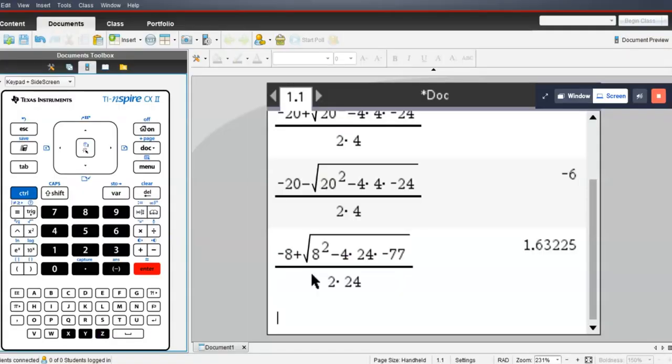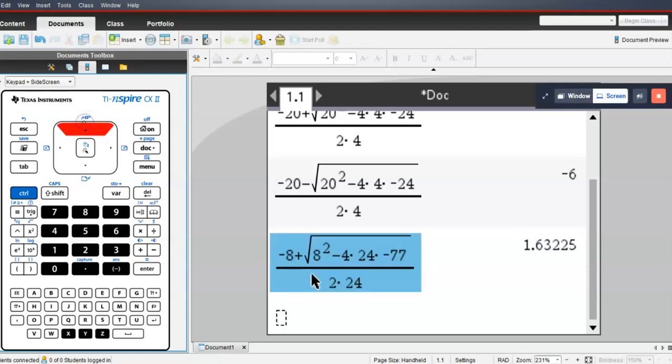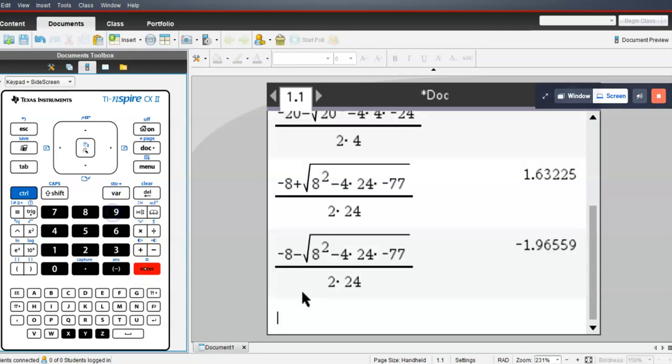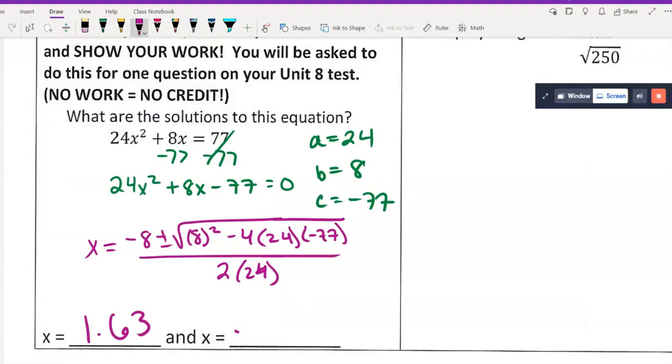Let's check the other one. Copy. Go over. Negative 1.97. We're going to round up.